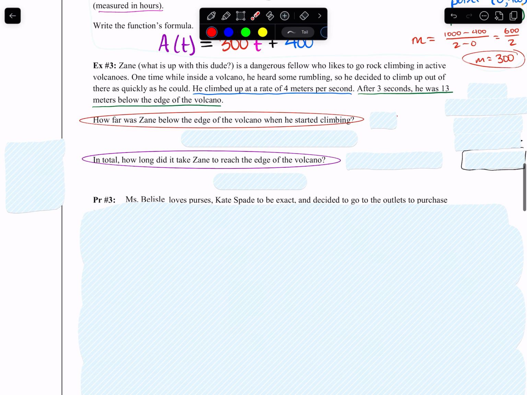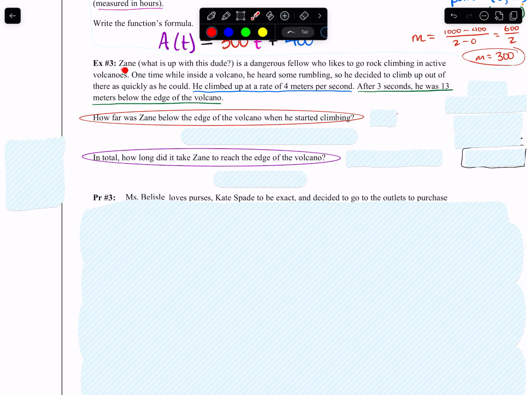All right, example 3. We've got Zane again in a volcano, and he likes to go rock climbing in active volcanoes. One time while inside a volcano, he heard some rumbling, so he decided to climb up out of there as quickly as he could. He climbed up at a rate of 4 meters per second. That rate is our slope. After 3 seconds, he was 13 meters below the edge of the volcano.